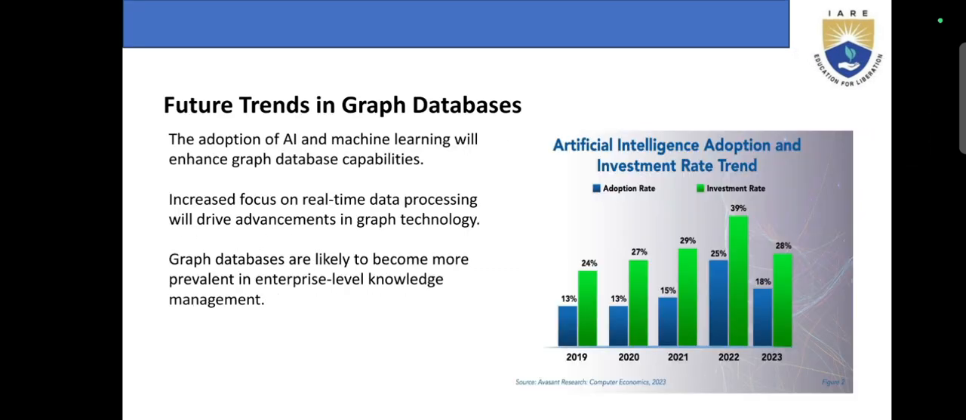Future trends in graph databases. The adoption of AI and machine learning will enhance graph database capabilities. Here we can see the picture: artificial intelligence adoption and investment rate.